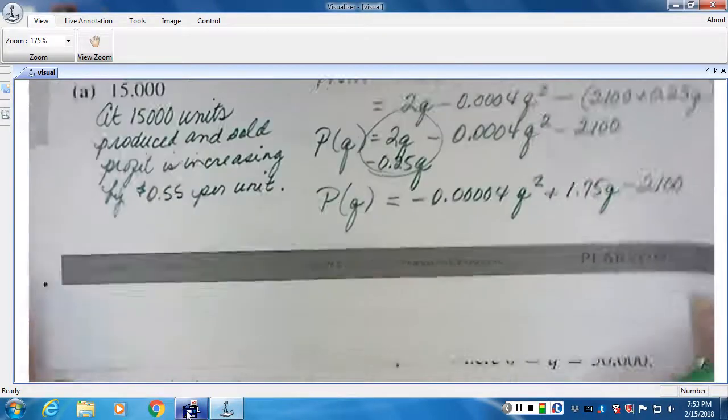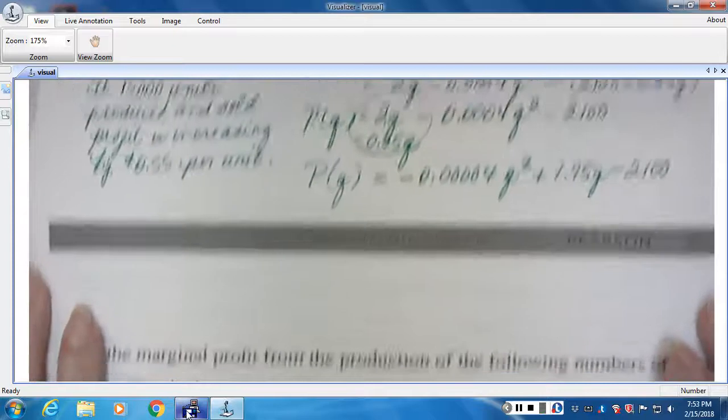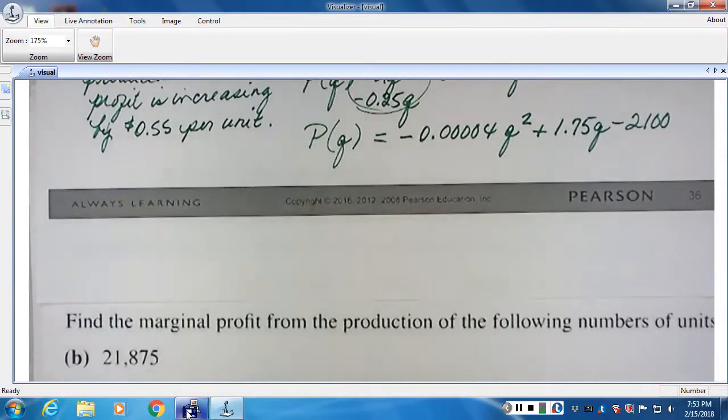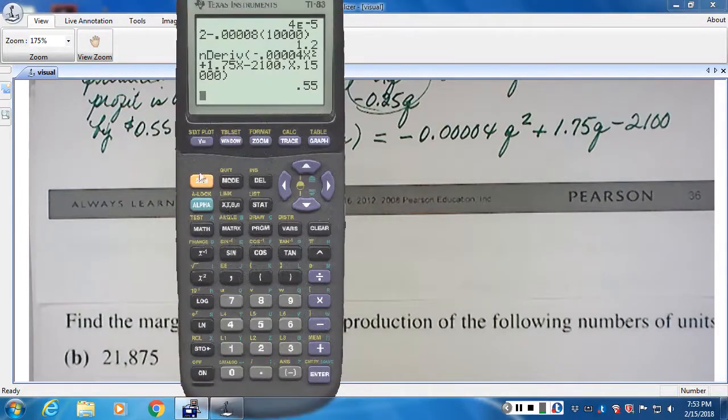And then Part B says to find the marginal profit from production of these numbers of units. So we want to find the profit from 21,875 units. That means all we're really going to do is change that 15,000 to 21,875.